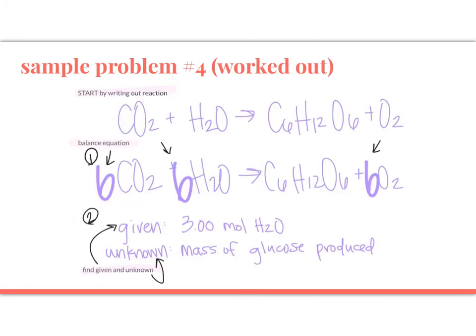Even if you did not remember what photosynthesis was off the top of your head, even though I feel like I drilled it into your brain last year in biology, the basic reaction is CO2 plus H2O plus energy yields C6H12O6 plus O2. But that is not balanced. To balance it, we have to slap a couple 6's in front of things, and then it's balanced. Then we have to find our given and our unknown. Our given, as mentioned in the written problem, is 3 moles of H2O. And our unknown is the mass of glucose produced.